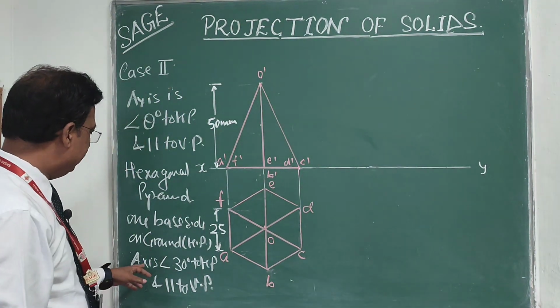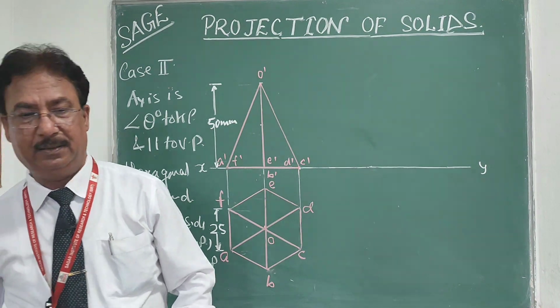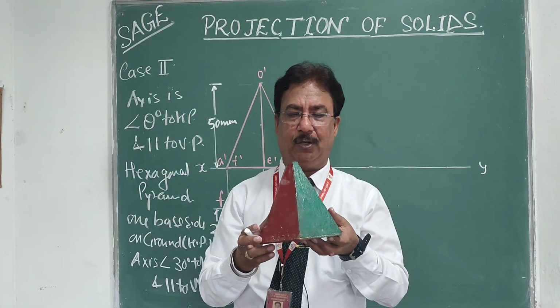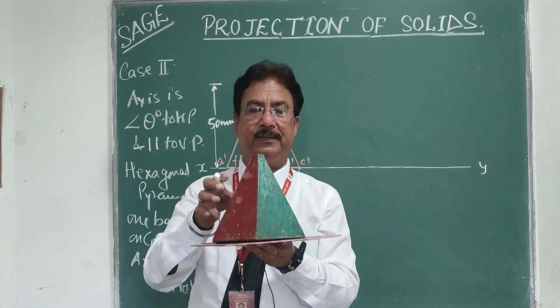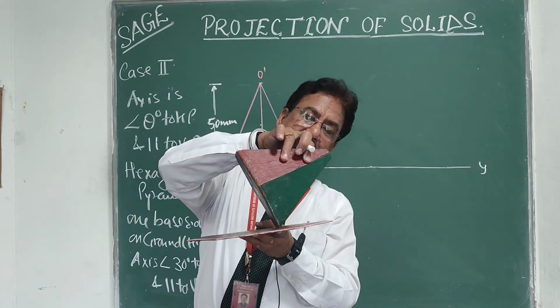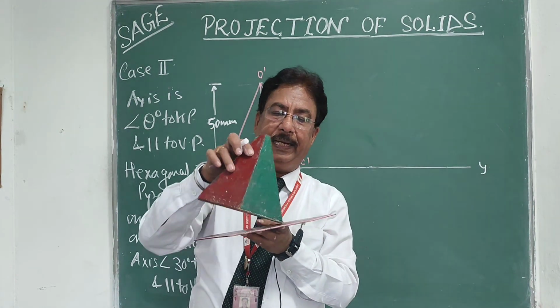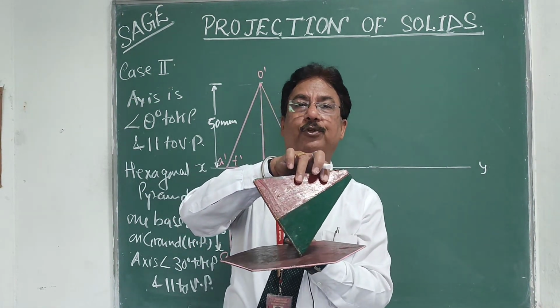Now in the second stage, I am going to make this axis inclined to HP by 30 degrees. Initially this is the position of the solid. Suppose this is my horizontal plane, and the solid is kept on it like this. Now I make it inclined like this, with the axis inclined 30 degrees to the HP. When I make it inclined to HP by some angle, you know that the shape of the front view is not going to change.